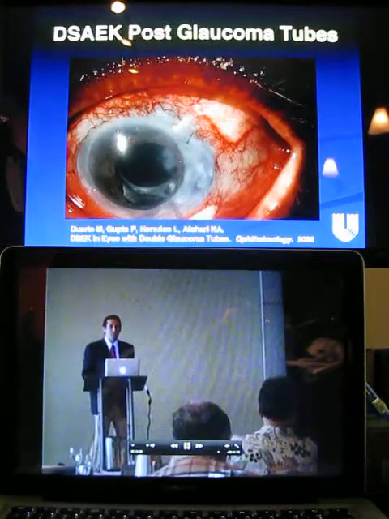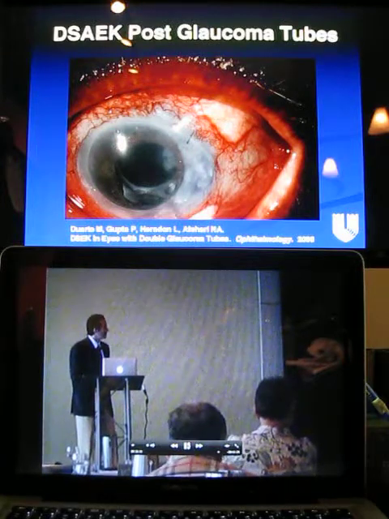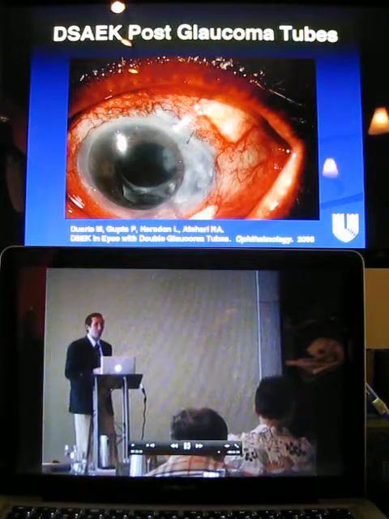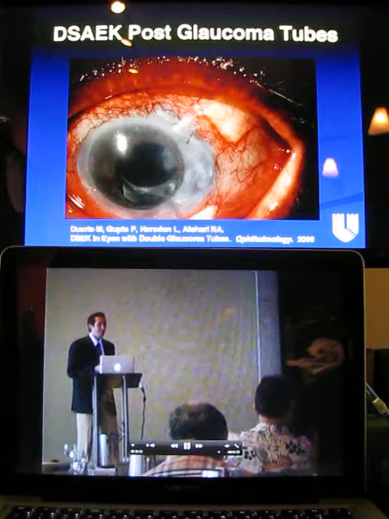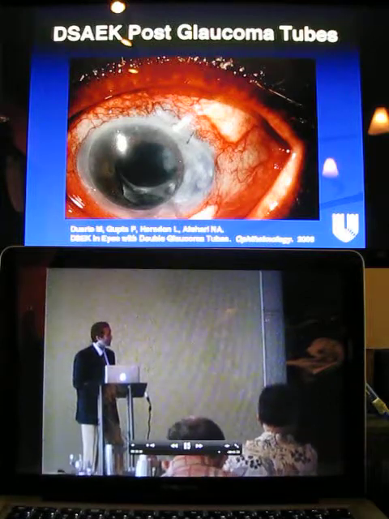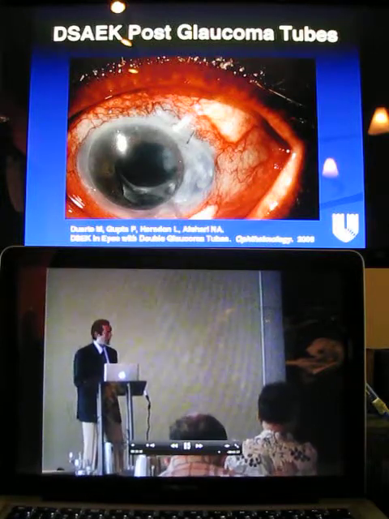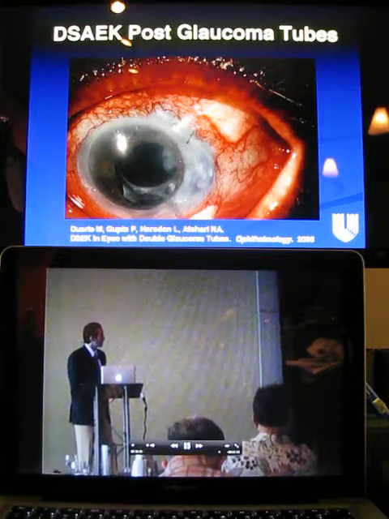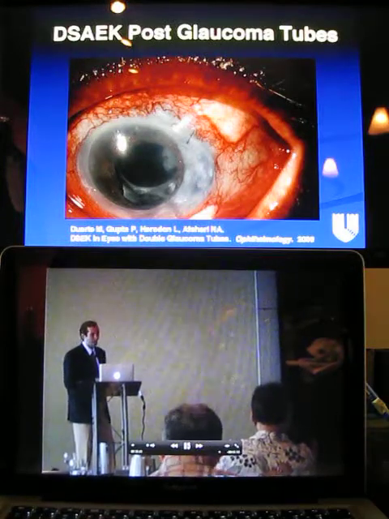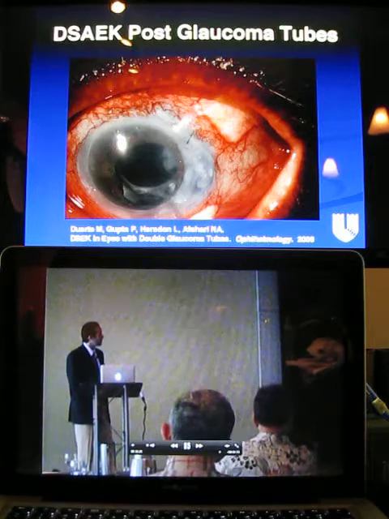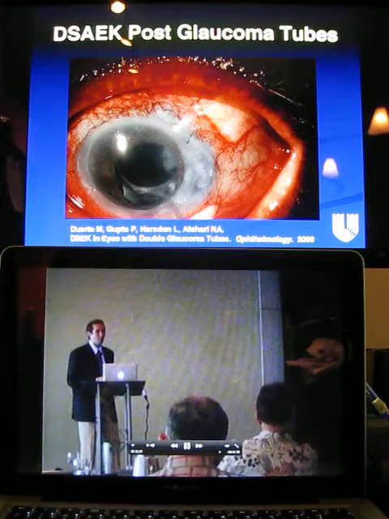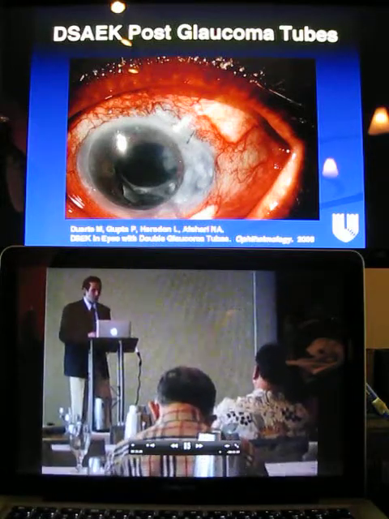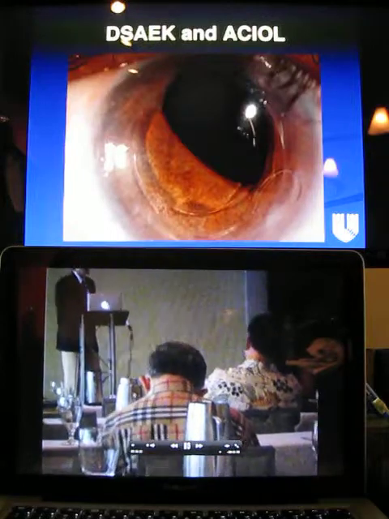Post-glaucoma tubes, these are a little bit easier as the air bubble tends to stay a lot easier within the anterior chamber, maybe due to the surface interaction of the air not going through the tube as easily. So here you see an excellent outcome in a patient with double tubes. We've also done it in triple tubes and quadruple tubes. Works very well. This is actually very common.